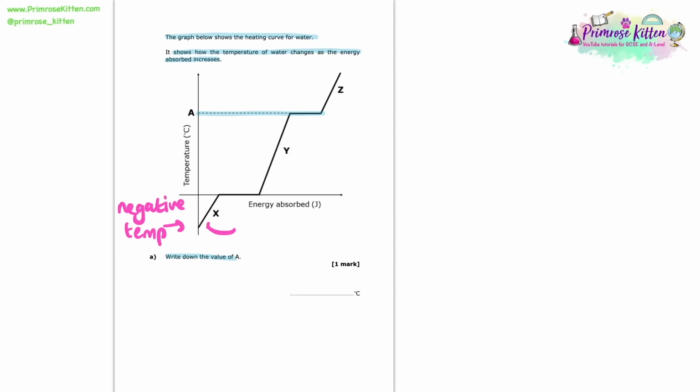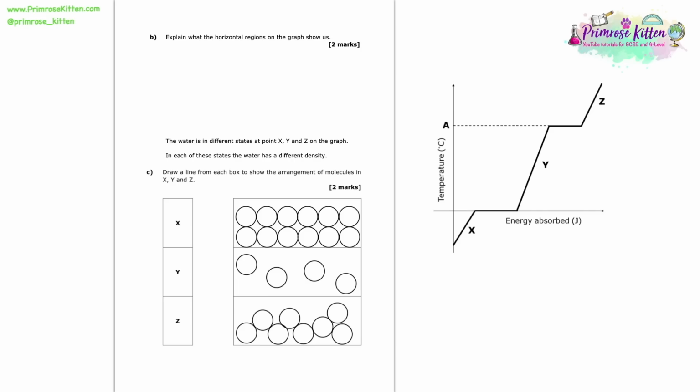Now that to me tells me that X is actually ice or solid water. Y therefore is going to be liquid water, and Z is going to be gaseous water or steam. So by recognising those different states, we can see that it's when Y changes to a gas, that's the temperature that we're looking for. And we should be familiar with the fact that water boils and changes to gas at 100 degrees C.